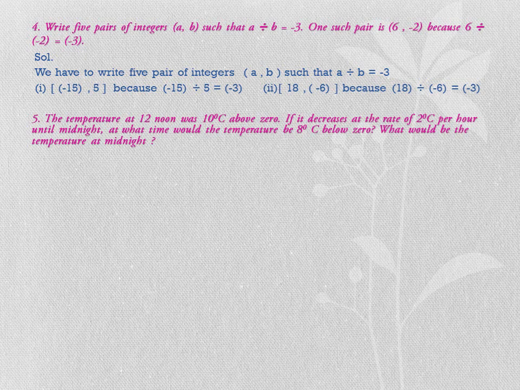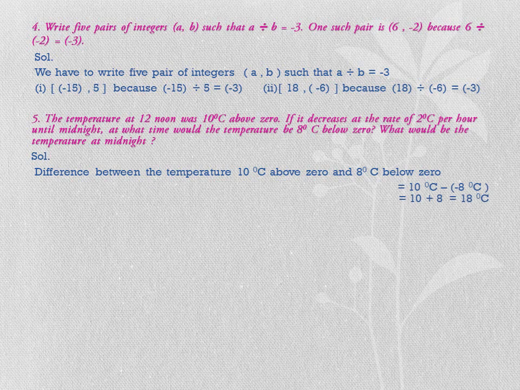First, what was the initial temperature? 10 degrees Celsius above 0, that is positive 10. And after what time does the temperature become negative 8, that is 8 degrees Celsius below 0? Therefore, we have to find out how much the temperature must be reduced from positive 10 degrees Celsius to negative 8. That is positive 10 minus negative 8, which is equal to positive 10 plus 8, which is 18 degrees Celsius.